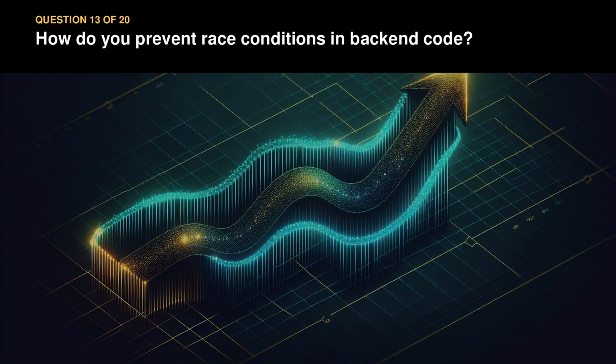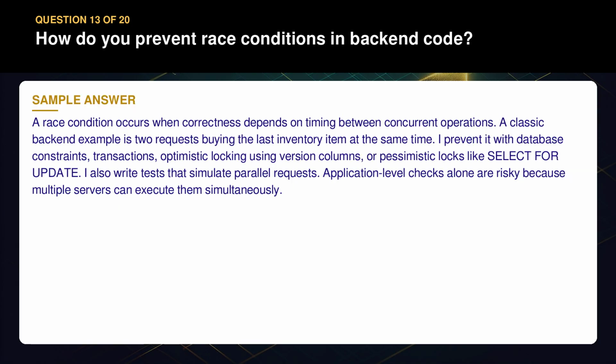Question 13. How do you prevent race conditions in backend code? A race condition occurs when correctness depends on timing between concurrent operations. A classic backend example is two requests buying the last inventory item at the same time. I prevent it with database constraints, transactions, optimistic locking using version columns, or pessimistic locks like select for update. I also write tests that simulate parallel requests. Application-level checks alone are risky because multiple servers can execute them simultaneously.